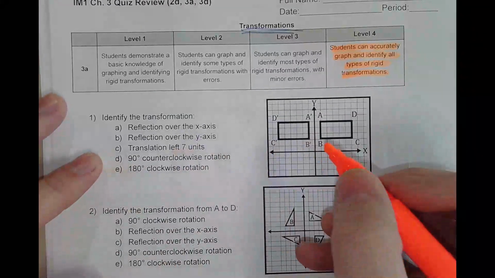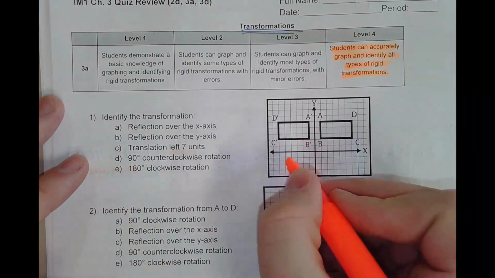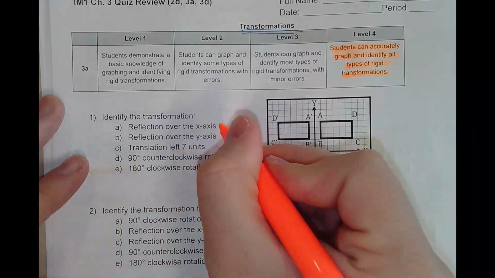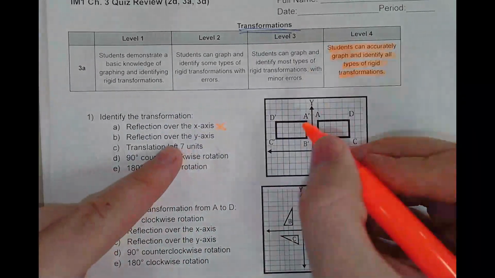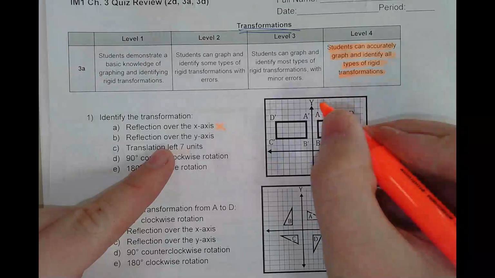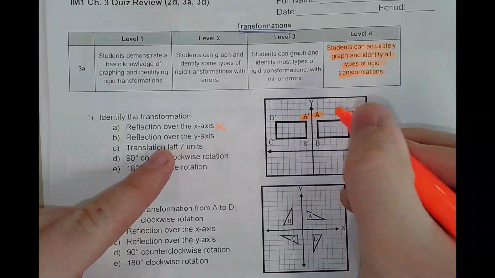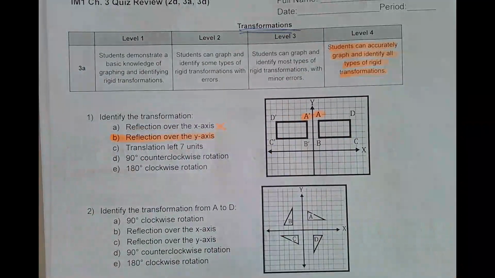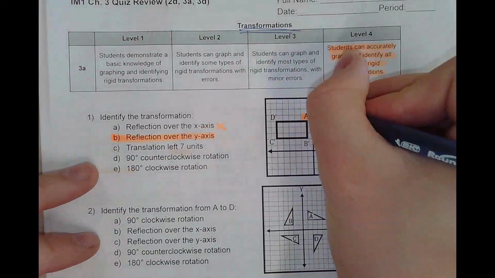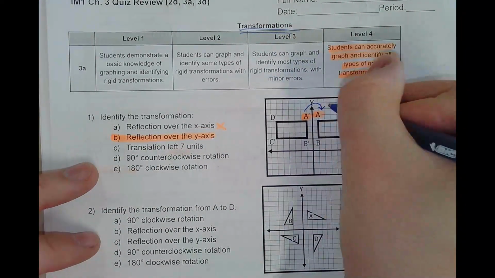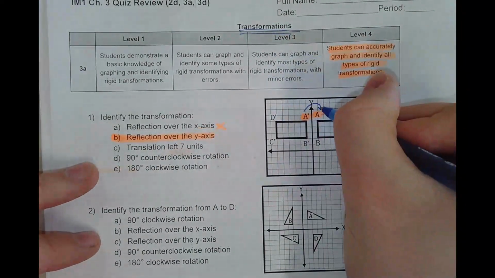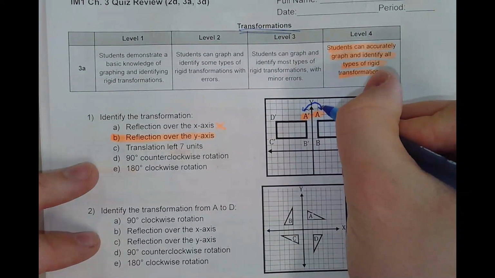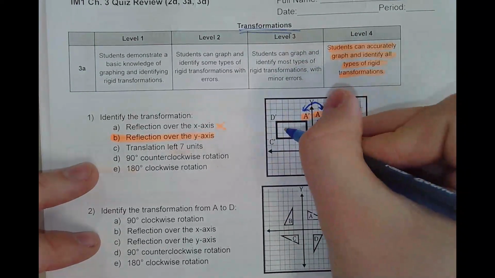Okay, is it a reflection over the x-axis, which would be over here? No. Is it a reflection over the y-axis? Yeah, it is a reflection over the y-axis. Why is it a reflection over the y-axis? Because notice, it's not going to the right, it's going to the left, right? Because A becomes A prime. A becomes A prime. This is going to be the image.